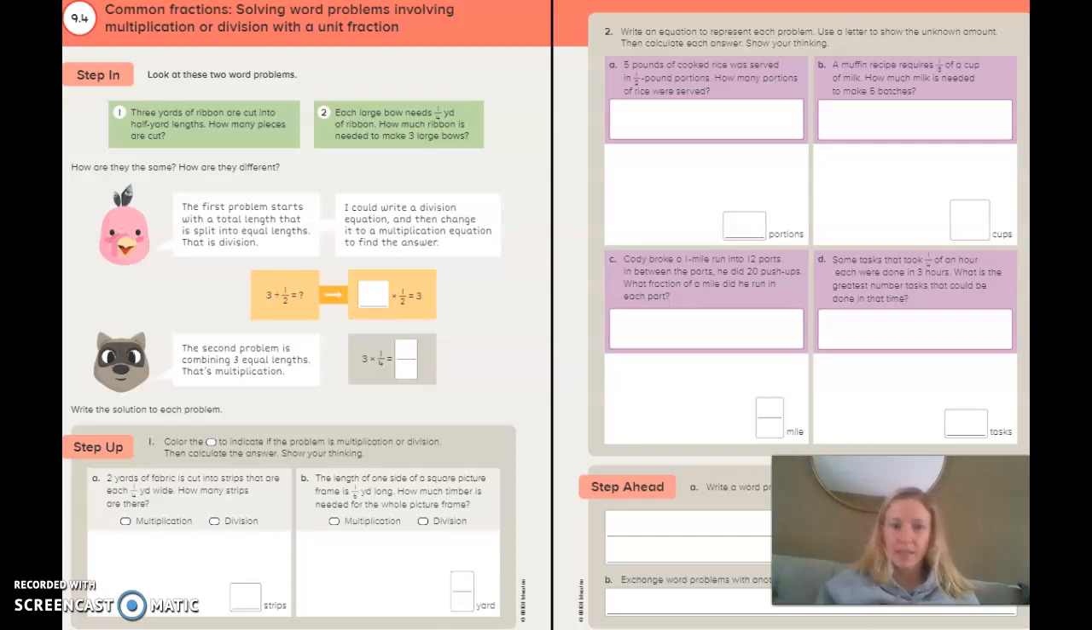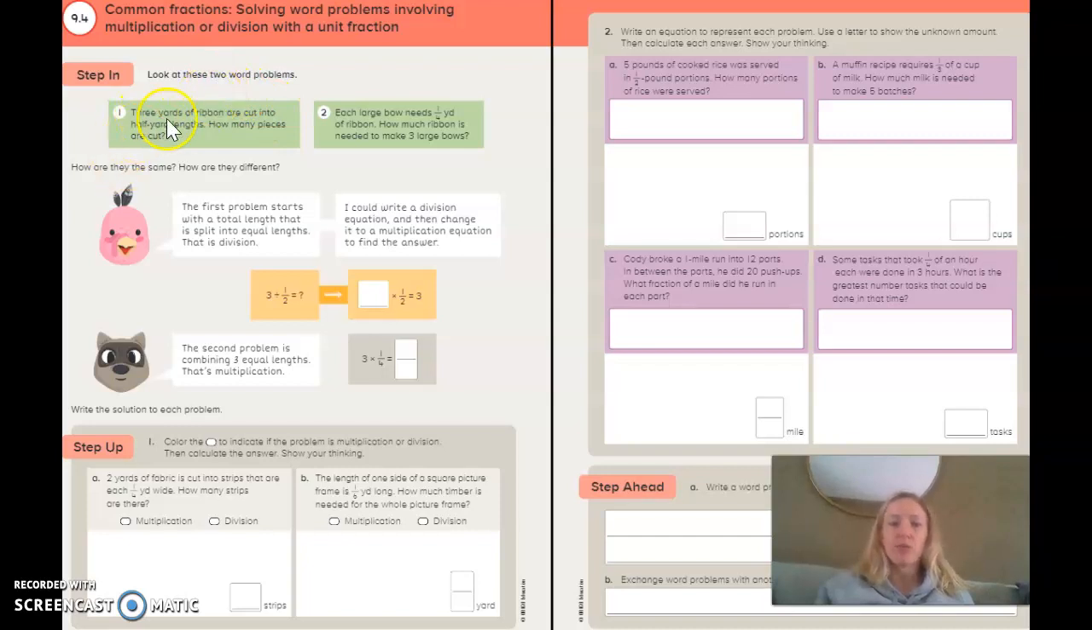Moving on to lesson 9.4, this is still multiplication of fractions as well as division of fractions, but working with story problems and how to decipher the difference between, is this asking me to multiply or is this asking me to divide? Okay, so we're going to look at two different word problems.